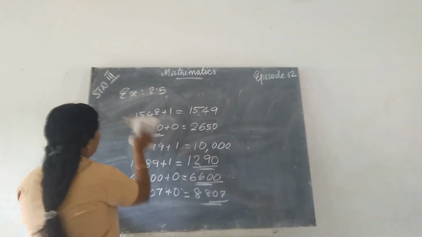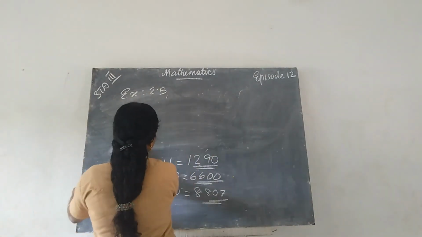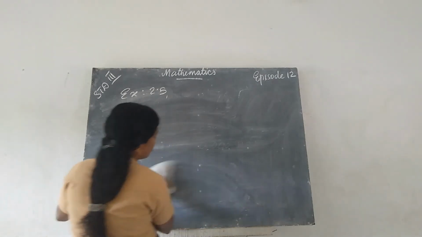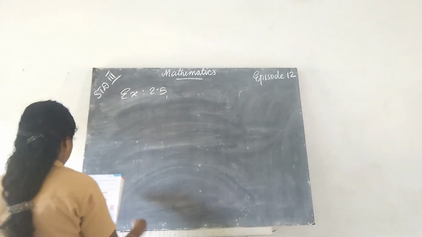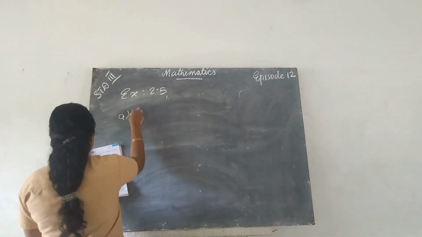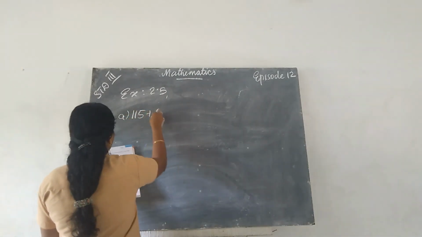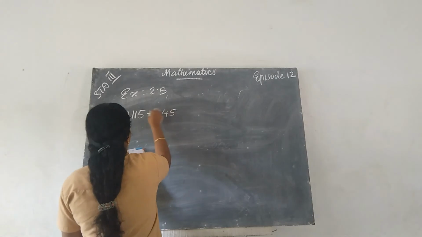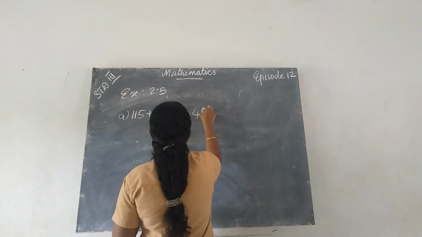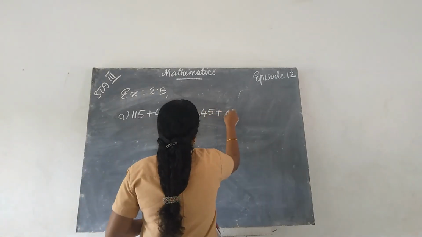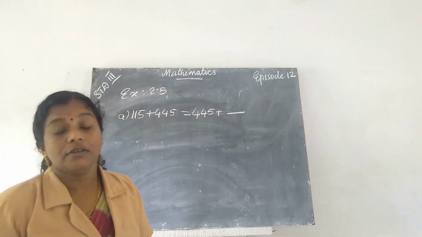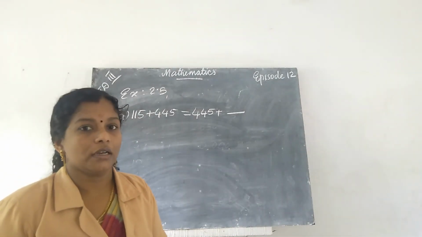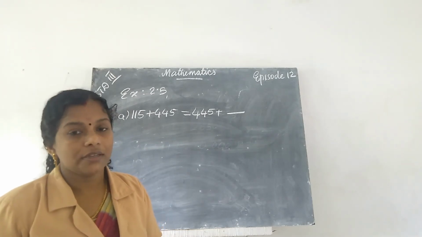Next there is the fill in the blanks. Question number 2. So that question is related to the order property. First question. We learned we can arrange or we can order any order of adds. The answer will be same.